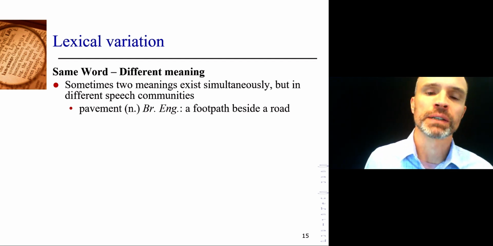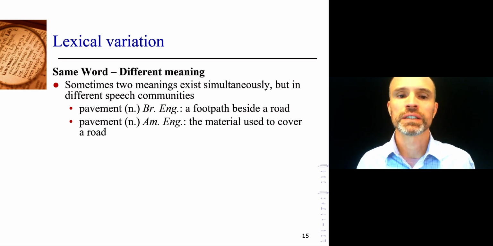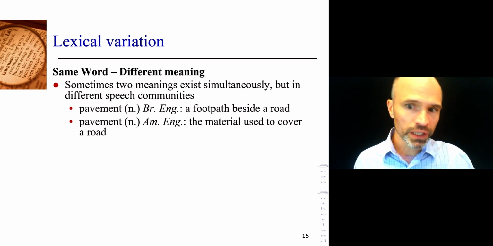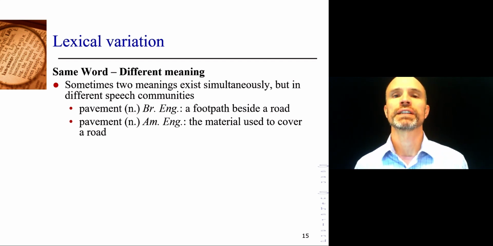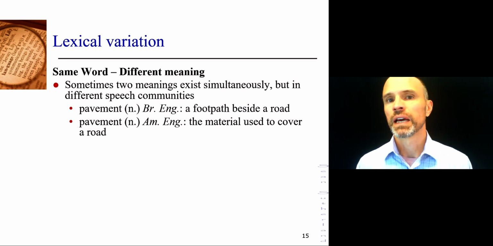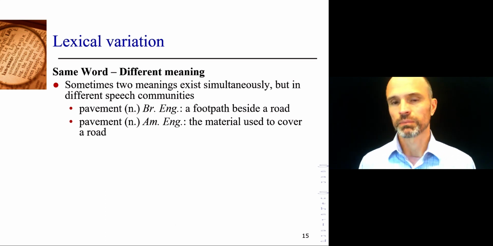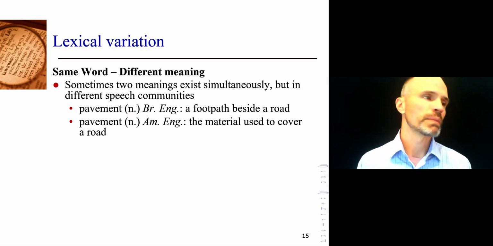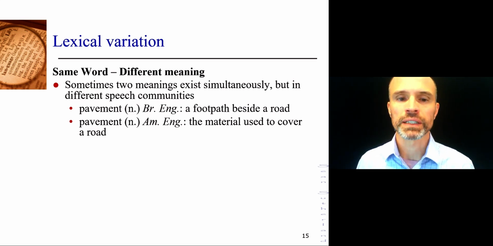Pavement, right? Seems like a reasonable definition. A footpath beside a road is the pavement in British English, whereas in American English, pavement is the material used to cover the road. The road is made of pavement, right? You can see this is a very different meaning than if someone says walk on the pavement. In Britain, they're telling you to be safe, to walk somewhere away from the cars. In North America, if someone says walk on the pavement, they hate you because they want you to walk on the road where it's dangerous.